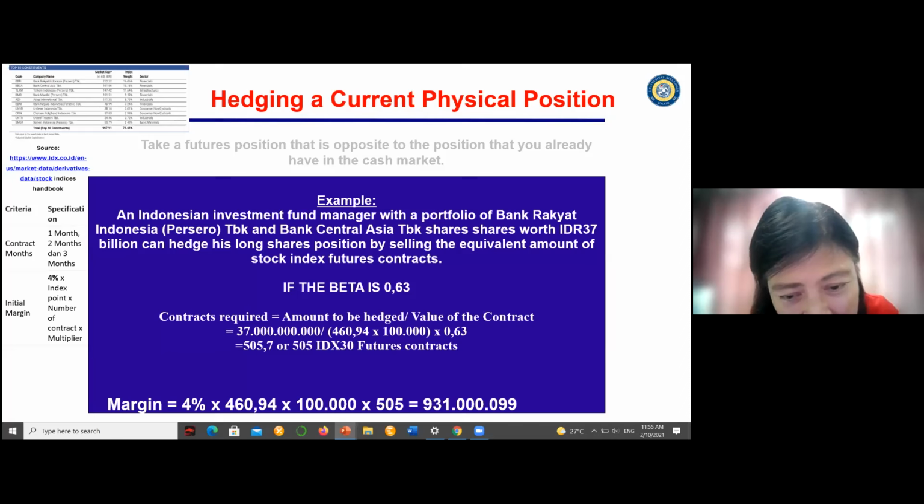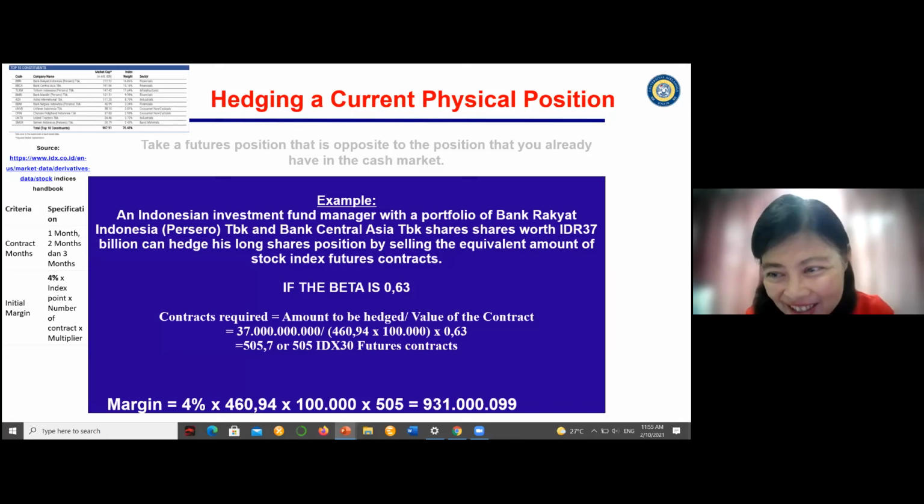460.94, that is the IDX at, I think, the beginning of the month or something like that when we did. Times your 100,000 rupiah. And then you times it, I missed out the value of the contract, times by beta, 0.63. So you need 505.7, or in this case, round down, 505 futures. So Gita needs to sell 505 IDX 30 futures to hedge her position of 37 billion Indonesian rupiah.